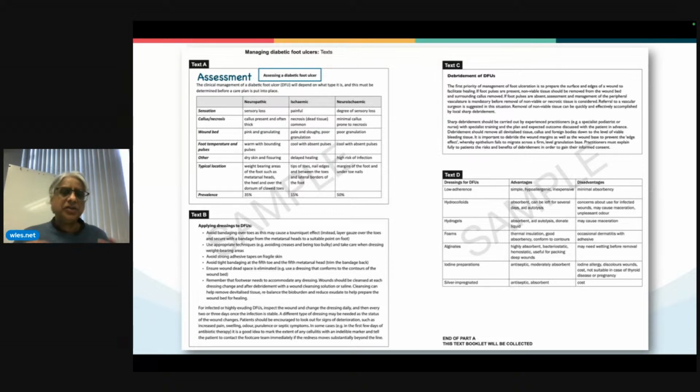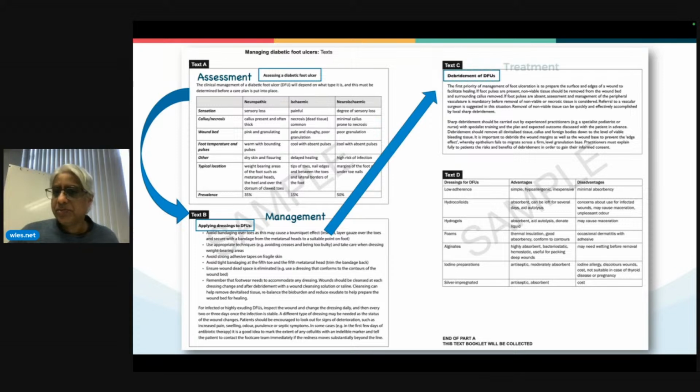And imagine you're working in a clinic and a patient comes in with a diabetic. They're diabetic, they've got a problem with their foot. The first thing you might want to do is really assess them. So it starts off with an assessment. It then moves on to managing the patient. Again, the heading says applying dressings to DFUs, to diabetic foot ulcers. So the heading is telling you it's about managing the patient.